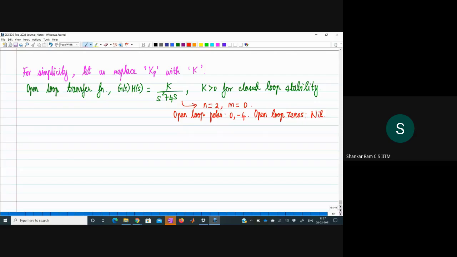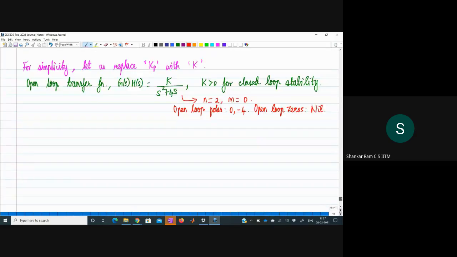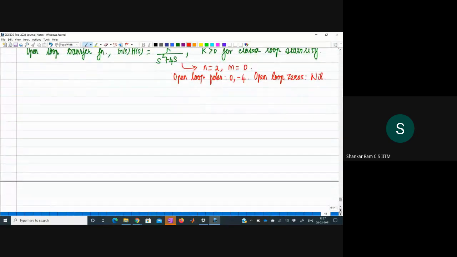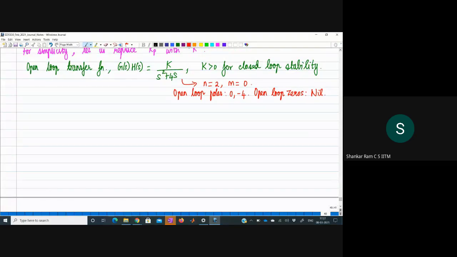So let's start discussing the steps of the root locus. But are there any questions till now? No, sir. Okay, so let's start drawing the root locus.